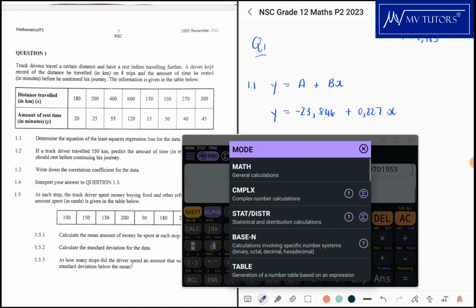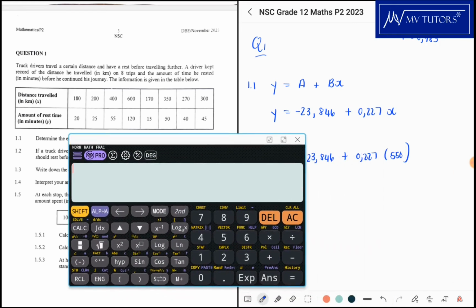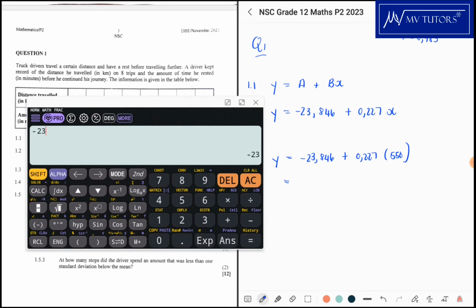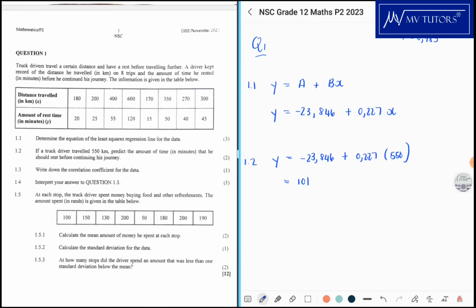You can go back to the normal mode, or you can still do the calculations using the statistics mode. It's really up to you. But I prefer going to the normal mode and multiplying by 550. So negative 23,846 plus 0,227 times 550, and we get 101,004. I'm just going to leave it at 101, and this is minutes.